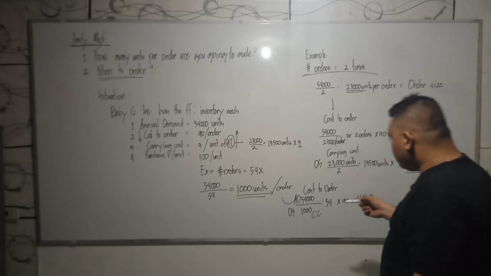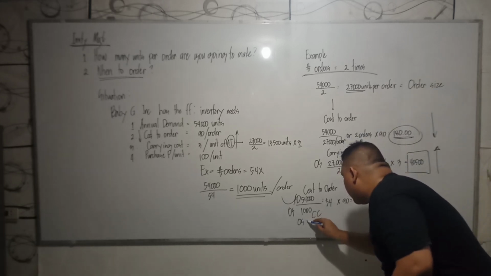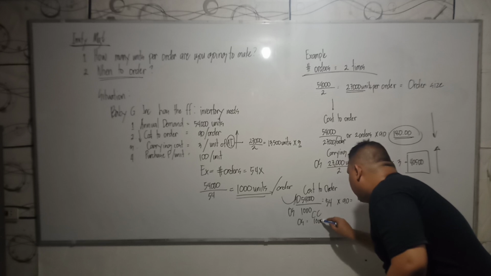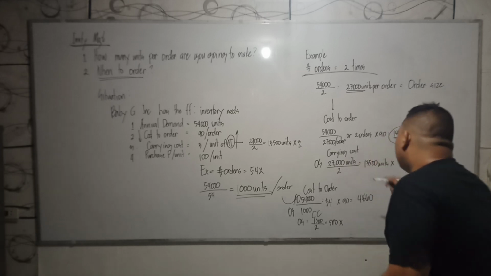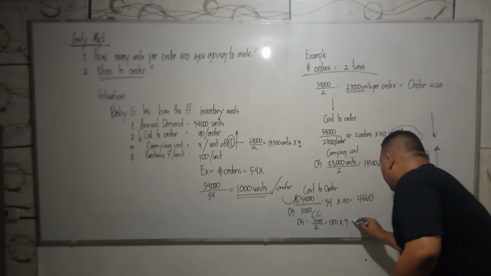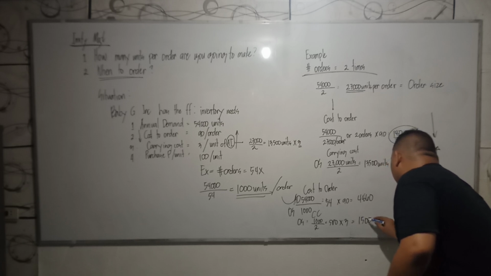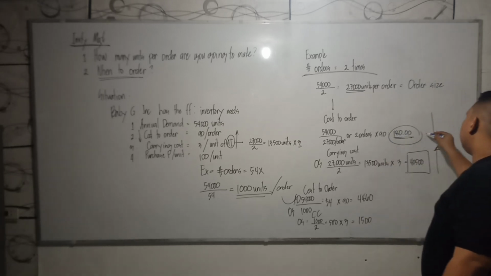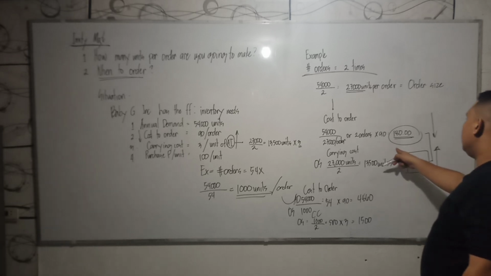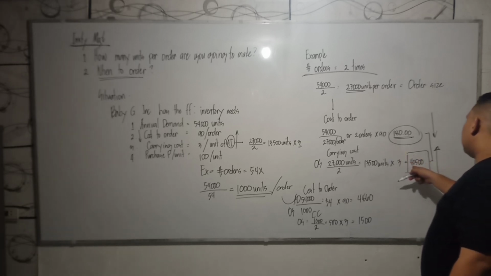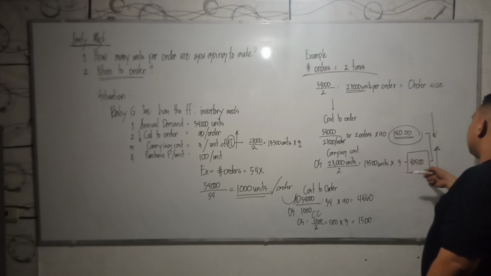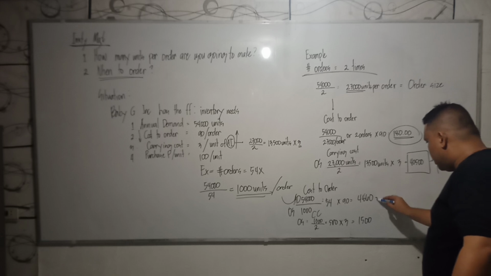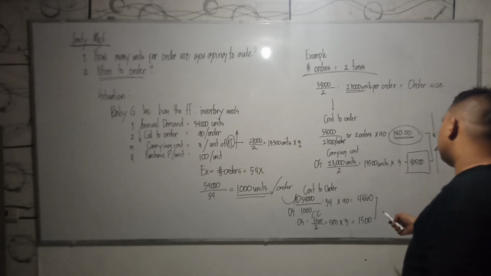How about the cost to carry? The cost to carry again is the order size that you have decided, 1,000 units per order, divided by 2. You will have 500 units as average inventory times the carrying cost, which is 1,500. As you can see, it's very far from the costs of these two here, because the total cost here is 40,500 plus 180, that's 40,680. Here, you only have 6,000 plus.